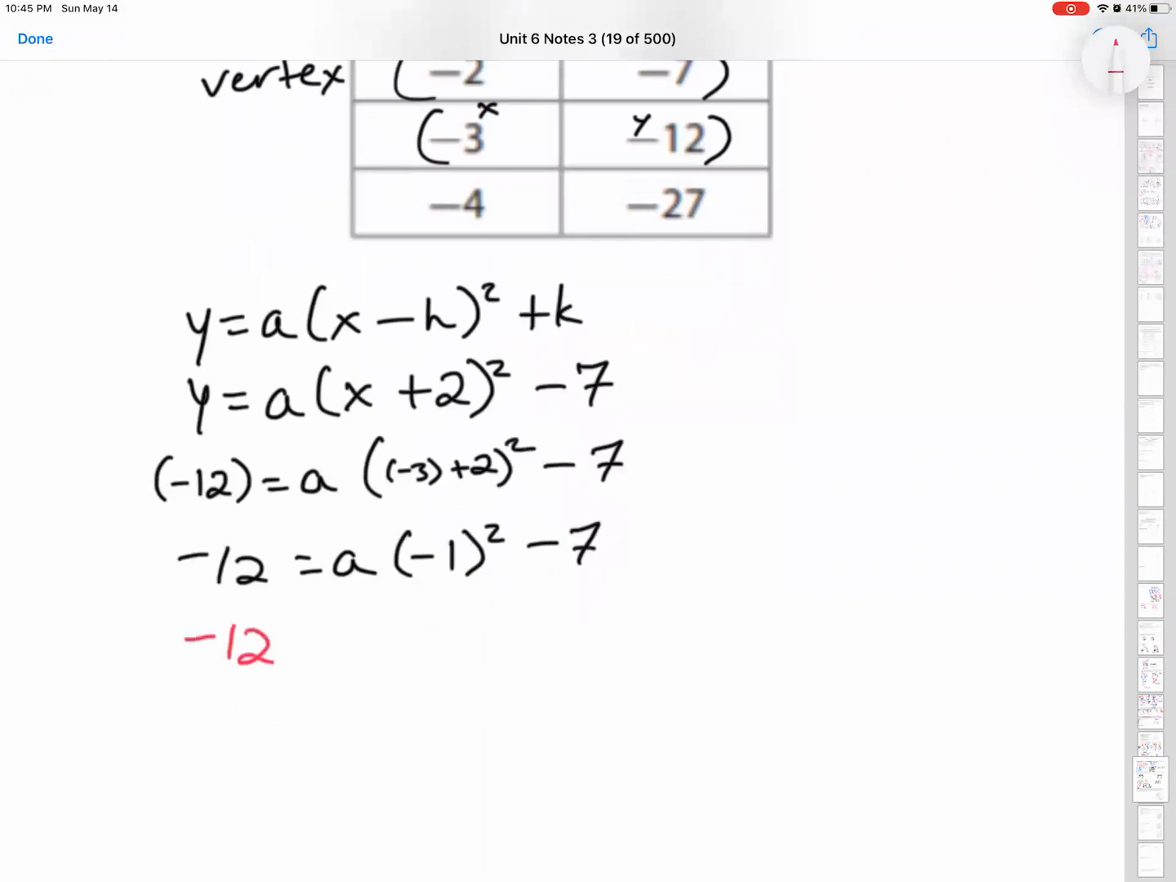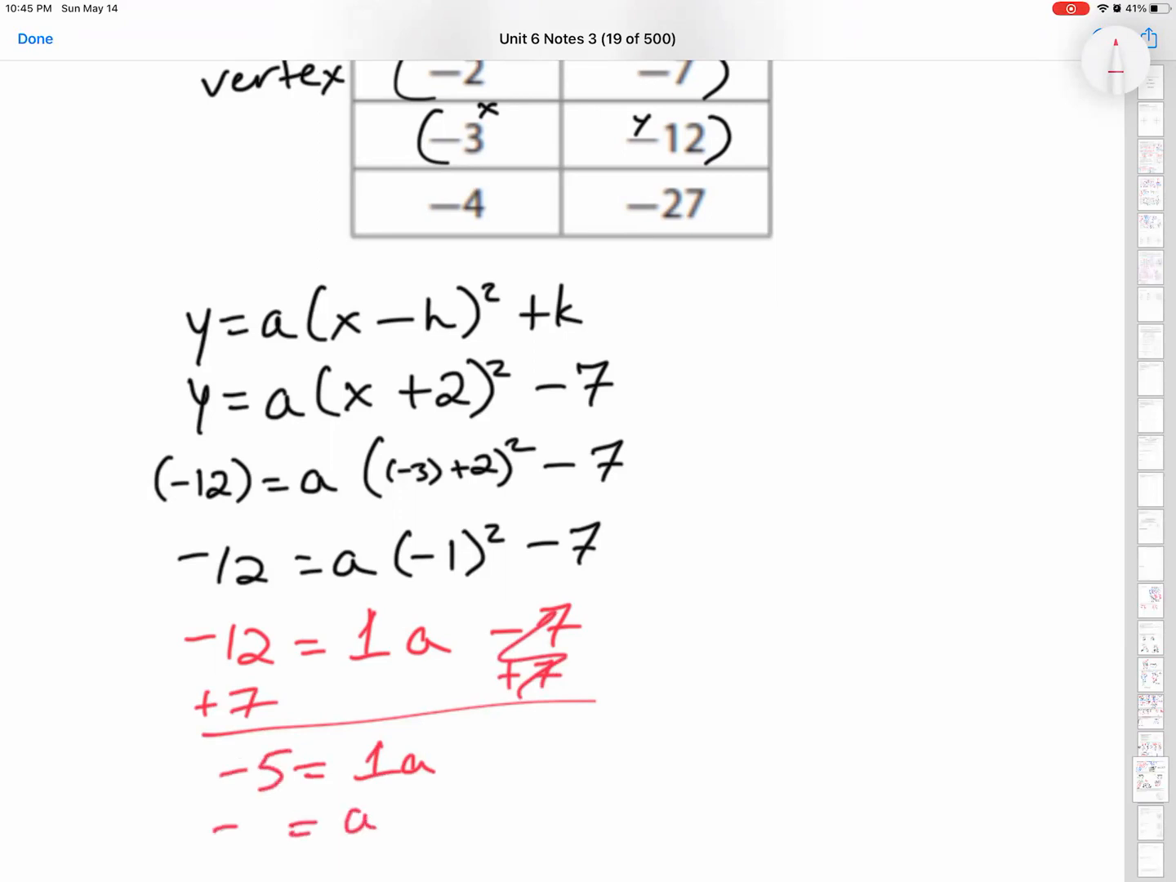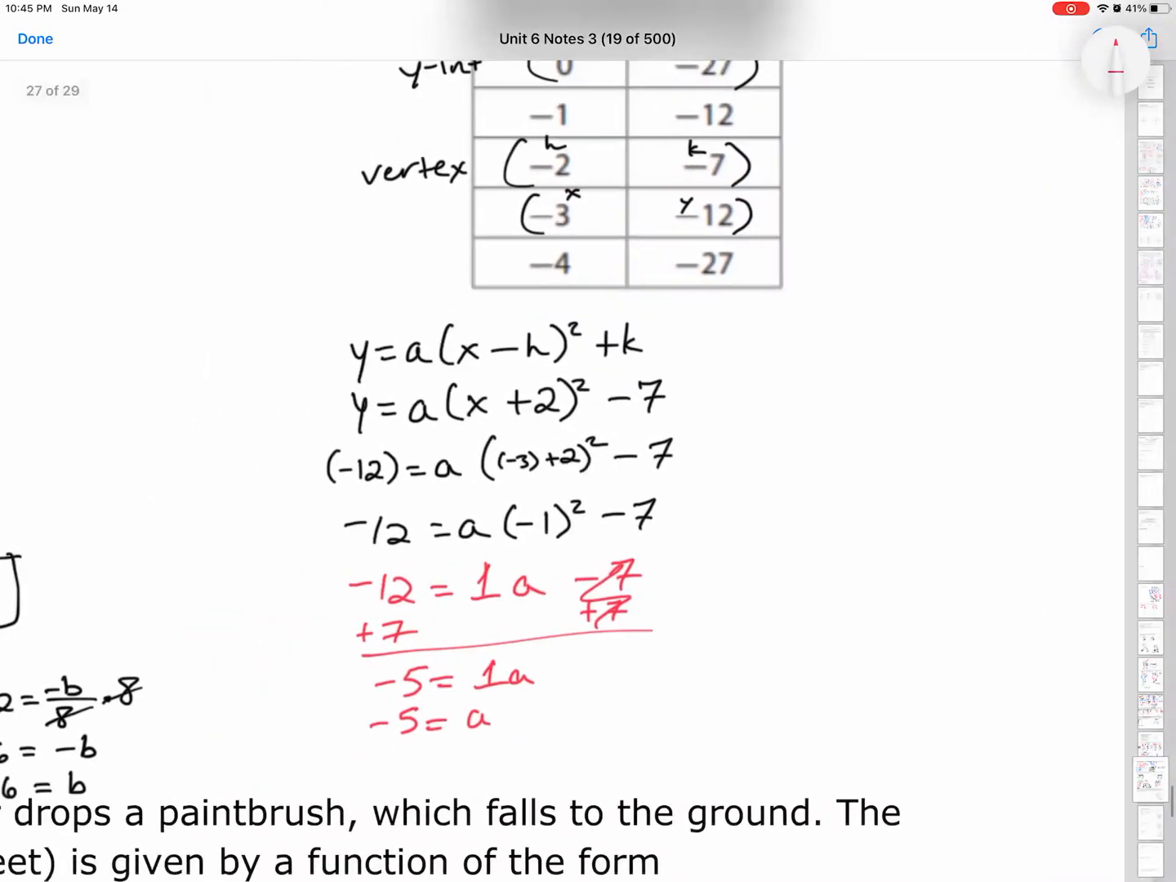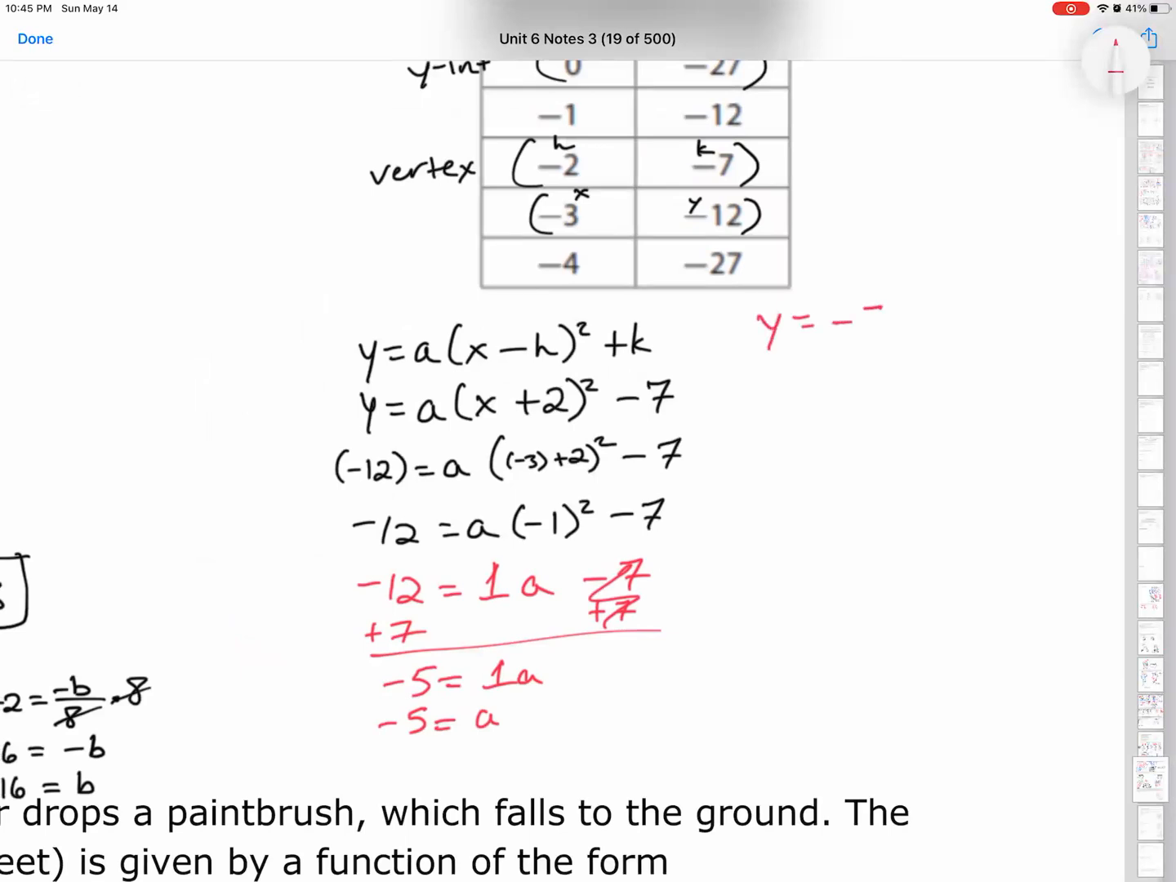-1 squared comes out to be just normal 1, a minus 7. Adding the 7 over, we end up with 1a equals -5. So a is -5. So if we had to do vertex form, it would be y equals -5 times x plus 2 squared, and then -7.